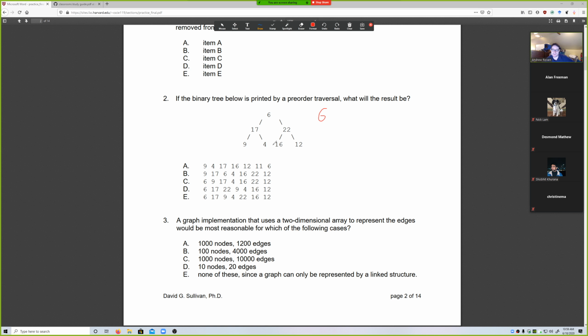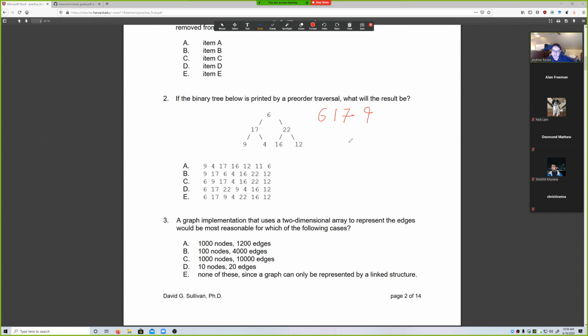6, 9, 6, 9, 17. It's not even a binary search tree. So that's possibly what throws some people. But it's just a binary tree. So 6, then we go to the left side, which says handle myself, then handle my left and my right.